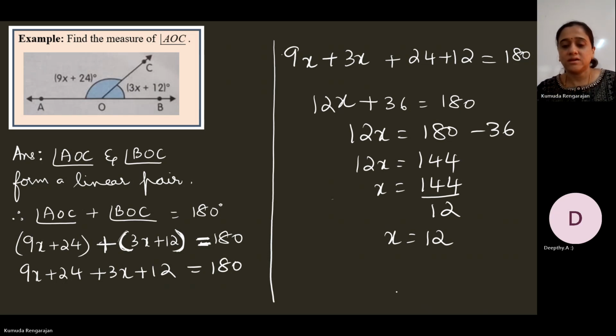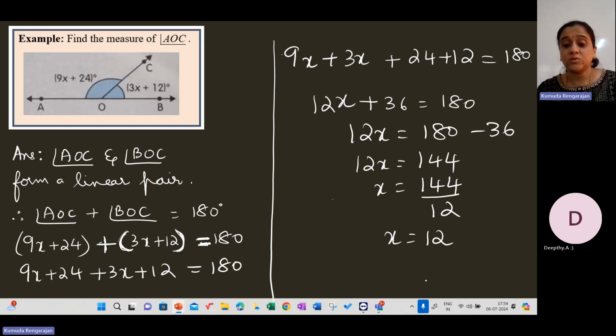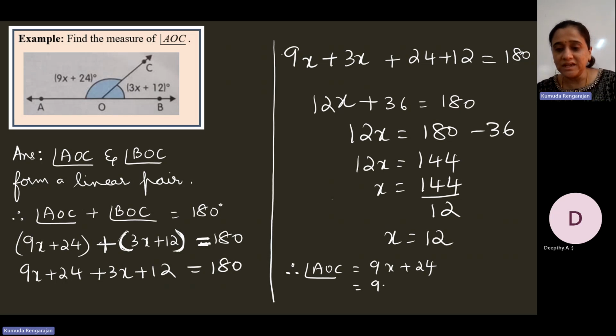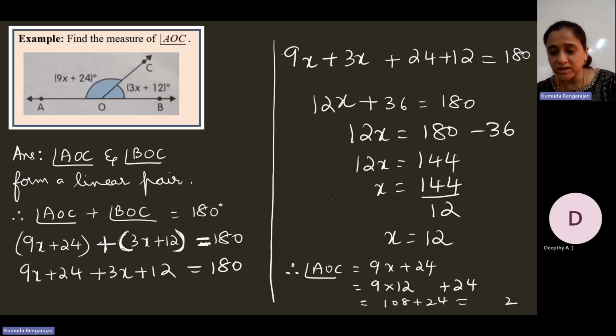Now, what is the question? Find the measure of angle AOC. The question is not find x. Therefore, angle AOC is equal to 9x plus 24, that is equal to 9 into 12 plus 24. So 9 12s are 108 plus 24, which is 132. So the measure of angle AOC is equal to 132 degrees.